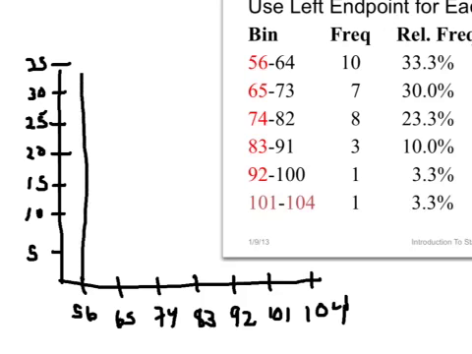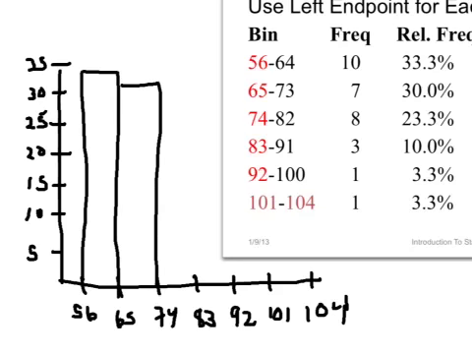So let's just draw a bar. The next one will be 30%. Then we have 23%. Then we have 10%. And then the last two are at 3%. So here is our histogram for this data set.